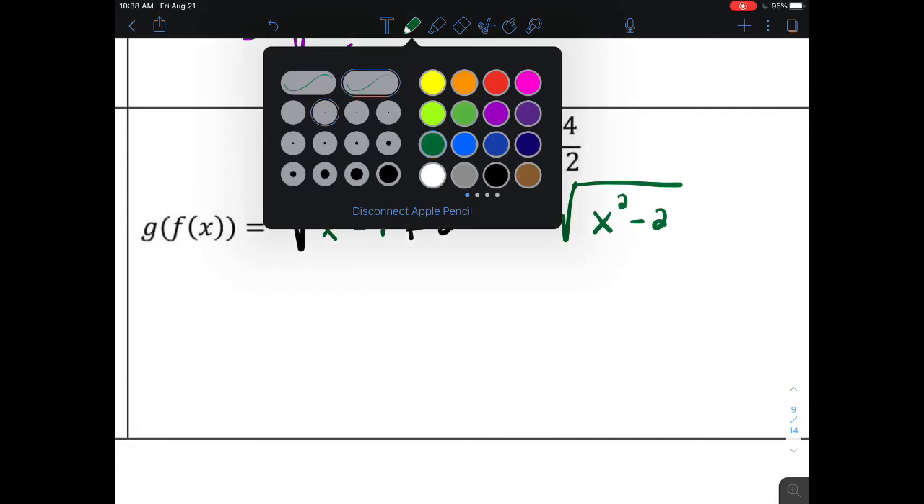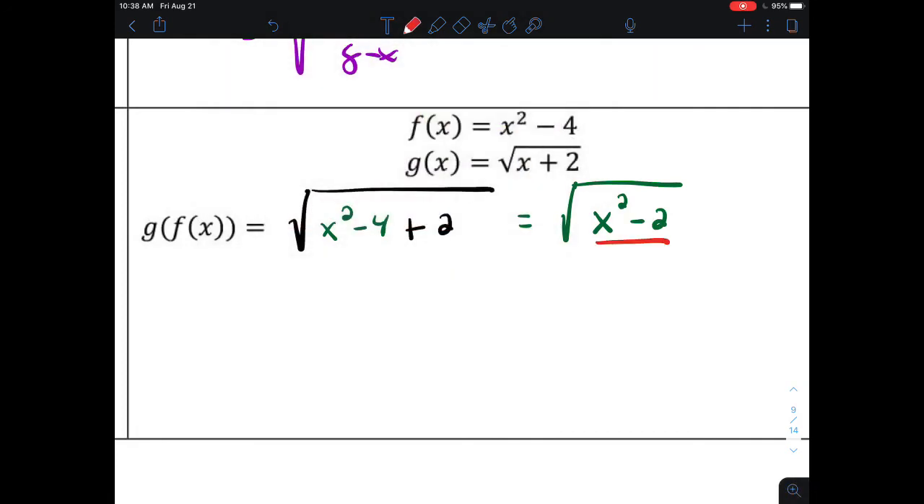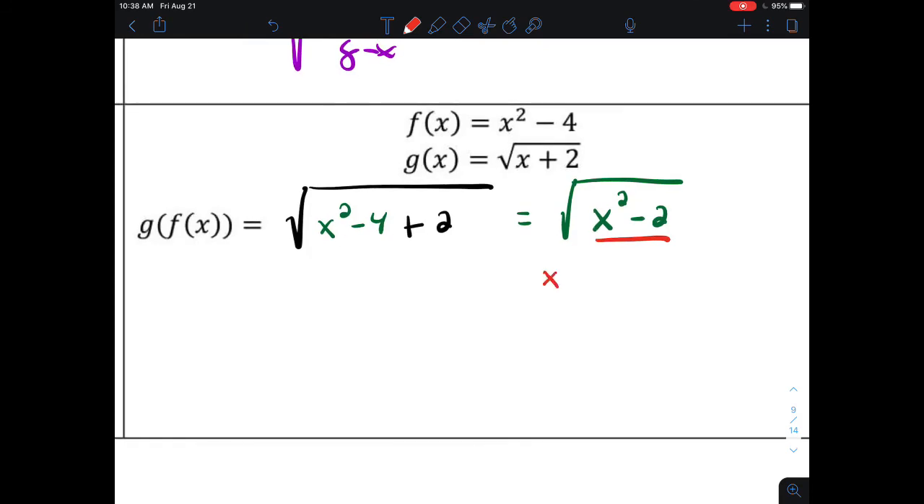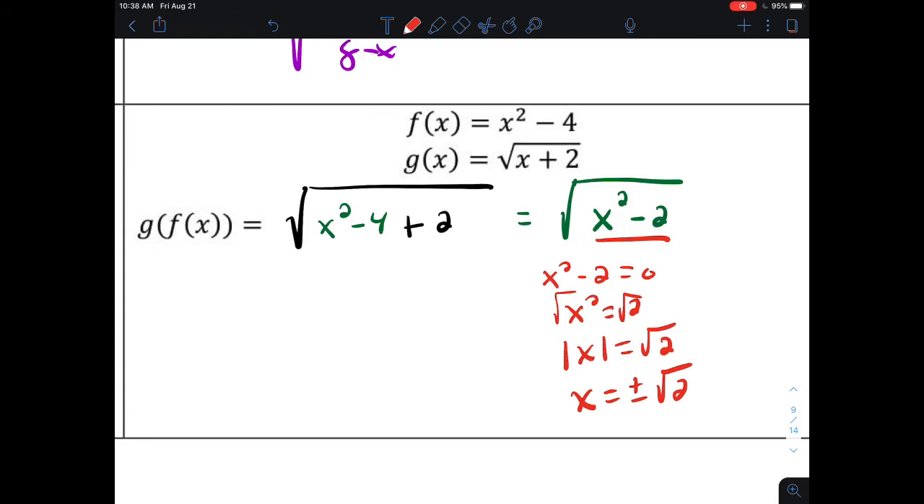Well, everything's up underneath the square root, so the smallest number that I can take the square root of is 0. So I want to find the zeros of x squared minus 2. So x squared minus 2 is equal to 0. x squared is equal to 2. I take the square root of both sides. I get the absolute value of x is equal to the square root of 2, which means that I have two numbers, positive or negative the square root of 2.